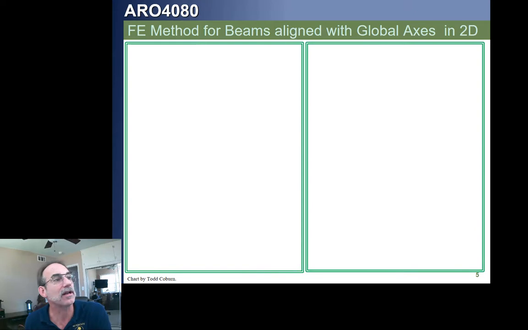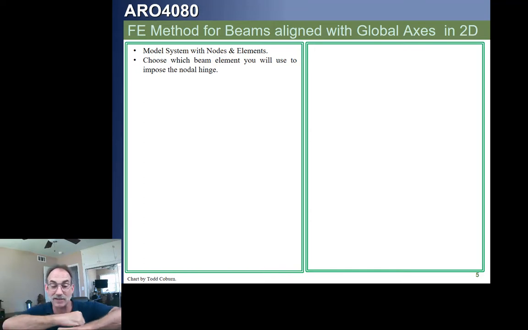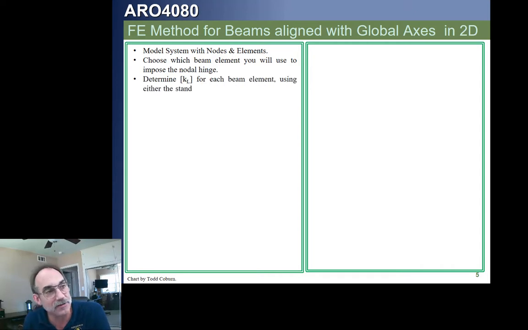So here's our little modified method. We're going to model our system in the same way we always do. We're going to choose which of our two beams. If we have a hinge, it's going to be between two beam elements or two types of element. Right now we're just looking at two beam elements. Either it'll be on the second node of element 1 or the first node of element 2. We'll choose which one we're going to do. Once we choose the element, that will tell which node, whether it's the first or the second node, where the hinge is. Okay? We're going to determine our local stiffness matrix for each beam element.